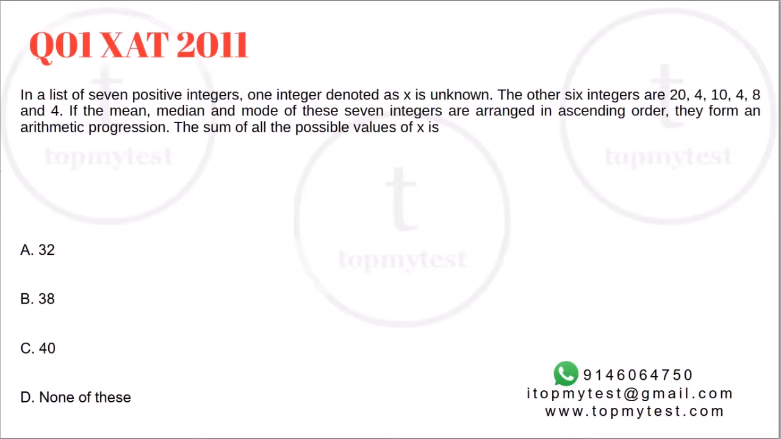This is from XAT 2011. I have eliminated one of the wrong answers. XAT usually comes with 5 options. This says in a list of 7 positive integers, one integer denoted as x is unknown. So we know x is a positive integer. It can be 1, 2, 3, etc. It cannot be a fraction. It cannot be a negative number. It cannot be 0 also. The other 6 integers are 20, 4, 10, 4, 8, and 4. If the mean, median, and mode of these 7 integers are arranged in ascending order, they form an arithmetic progression. Sum of all possible values of x is how much?